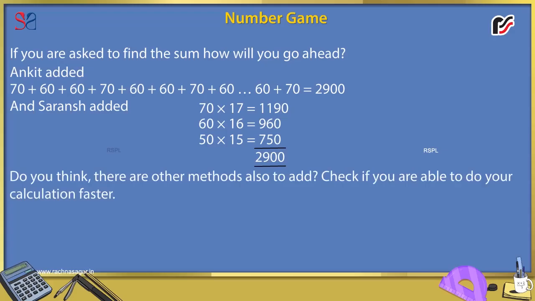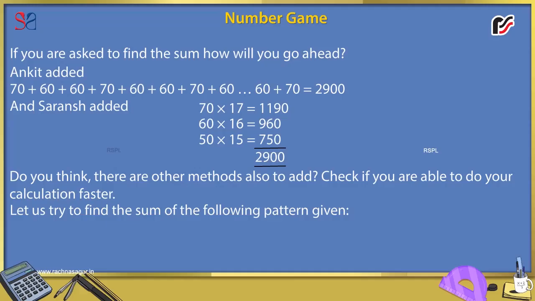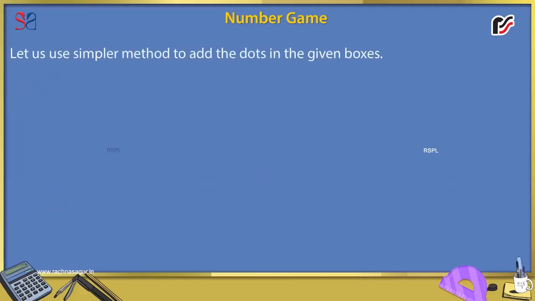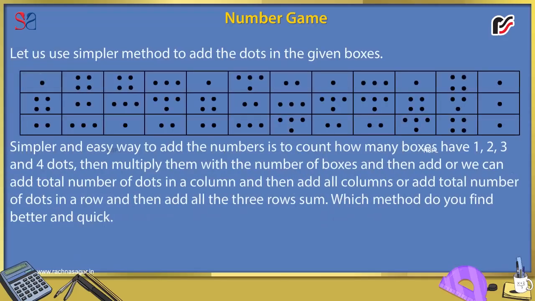Check if you are able to do your calculation faster. Let us try to find the sum of the following pattern given. Let us use a simpler method to add the dots in the given boxes. A simpler and easy way to add the numbers is to count how many boxes have 1, 2, 3 and 4 dots, then multiply them with the number of boxes and then add. Or we can add the total number of dots in a column and then add all columns, or add the total number of dots in a row and then add all the 3 rows' sums.